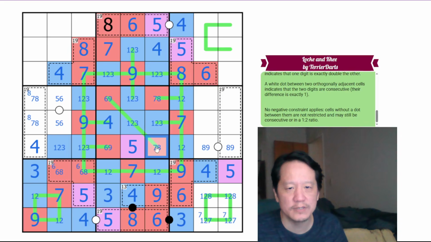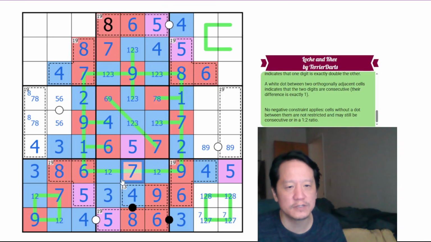This can't be 8. This is 7. This can't be 9. It's 6, which must be next to 1. So this is 1, which makes this 2, which makes that 1. 2 eliminates 1, and 2 eliminates here. So this is 3. This can't be 1 or 3. It's 2. 8 eliminates 8 here, so it's 6 and 8.